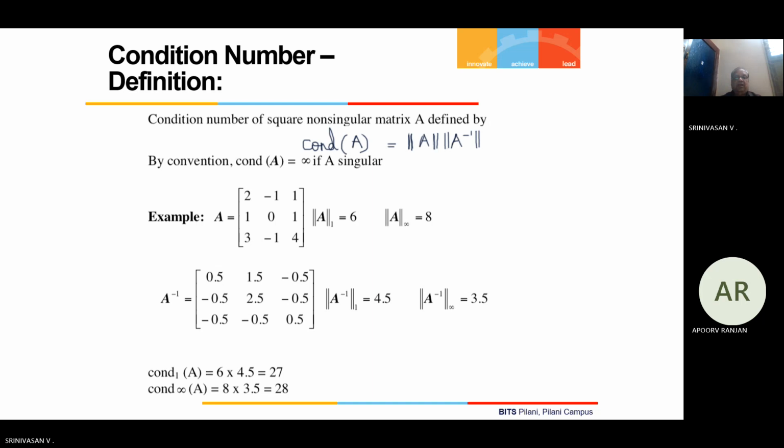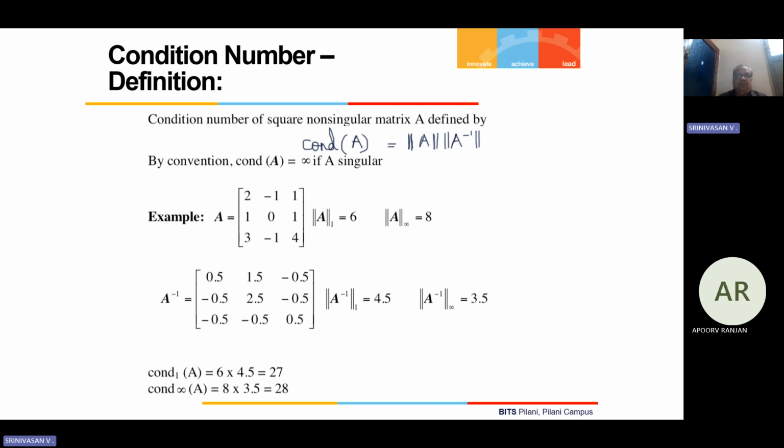That is, the condition number of a non-singular matrix is the product of the norms of A and its inverse. By convention, the condition of A is infinity if A is singular, naturally. Because what is A inverse? 1 by determinant A into adjoint A. When it is singular, determinant A will be 0, and 0 will be in the denominator. That means we get infinity. So the condition number of A will be infinity, naturally, for a singular matrix.